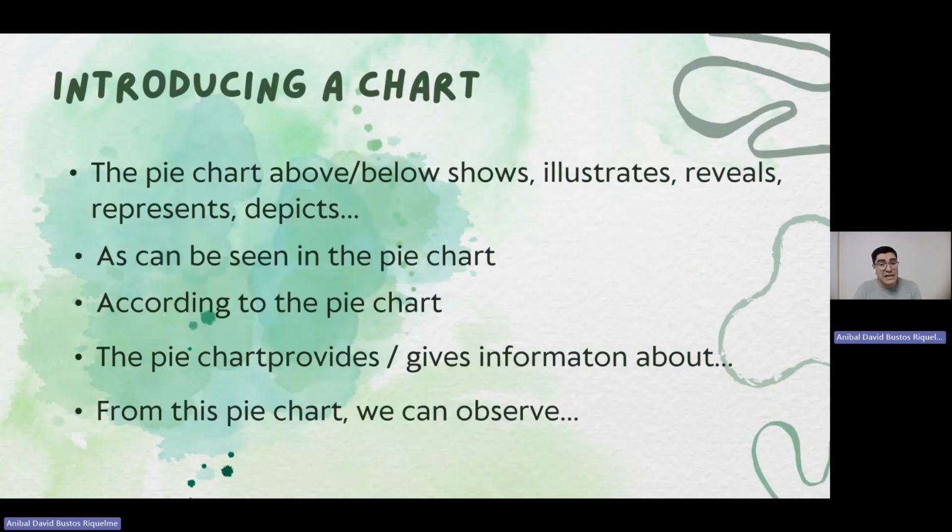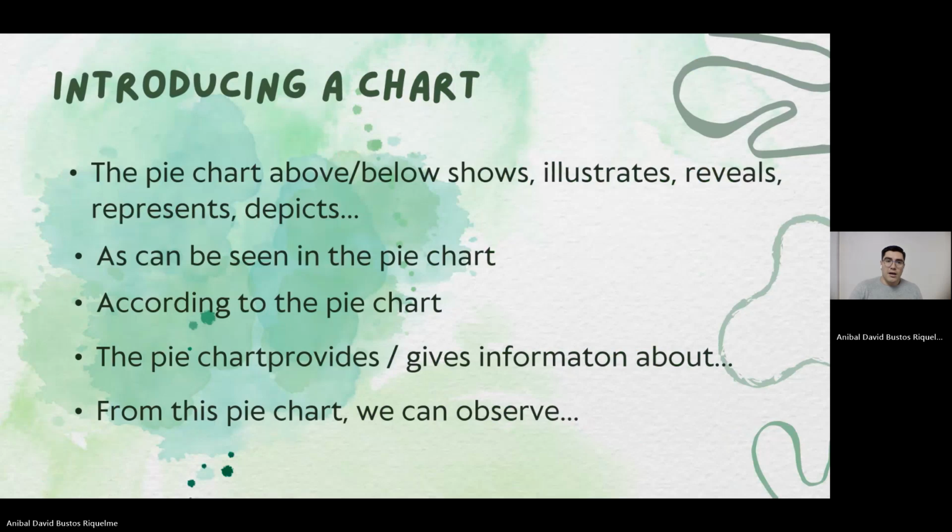We can say, as can be seen in the pie chart, como puede ser visto en este pie chart. According to the pie chart, de acuerdo al pie chart. The pie chart provides information about, provee información sobre, or the pie chart gives information about, da información sobre, government types in Latin America. Or we can say, from this pie chart, we can observe, de este pie chart podemos observar, the different government types in Latin American countries.